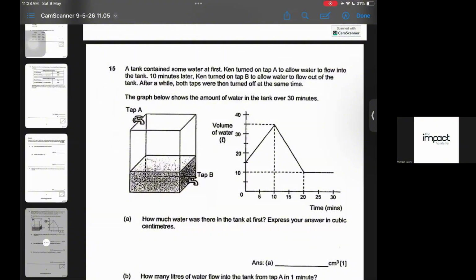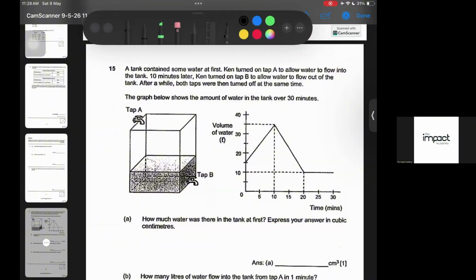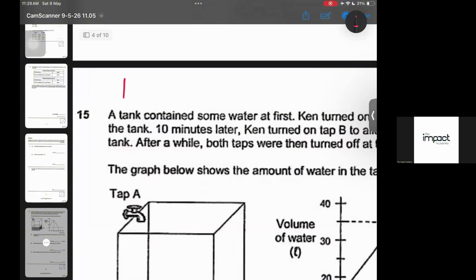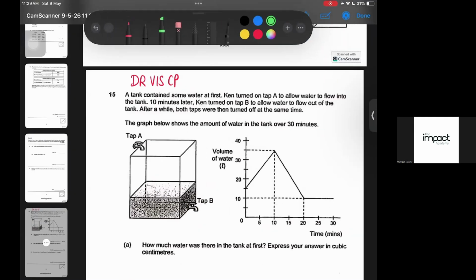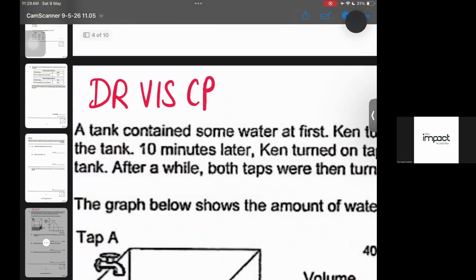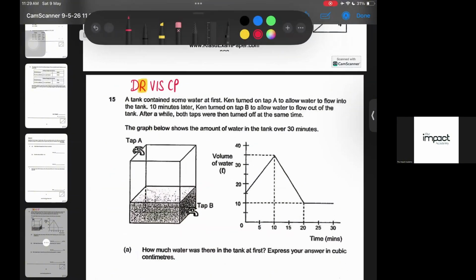A tank contains some water at first. We can turn on tap A to allow water to flow into the tank. Right? So what did he do? You all need to listen to this, okay? Whenever we do volume, this is a very obvious question where they are talking about rate. Does it make sense to you?